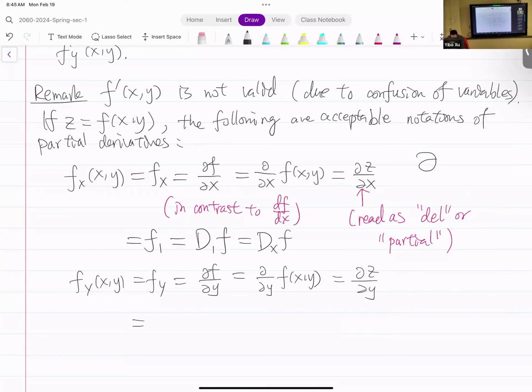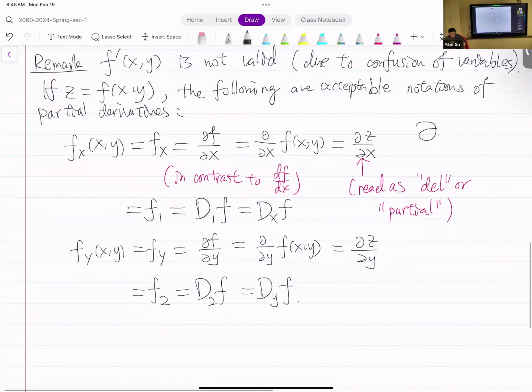And then, of course, if you have more variables, y is the second variable, right? So this is f sub 2. Or you can say the derivative with respect to the second variable, the derivative of the y variable. So basically, in this course, multivariable calculus, we don't really write the prime notation anymore for multivariable functions. It's still fine for a univariate function, but you need to be very careful.